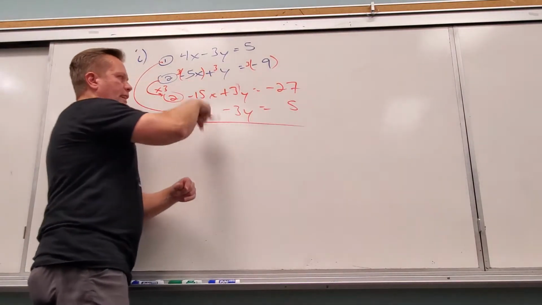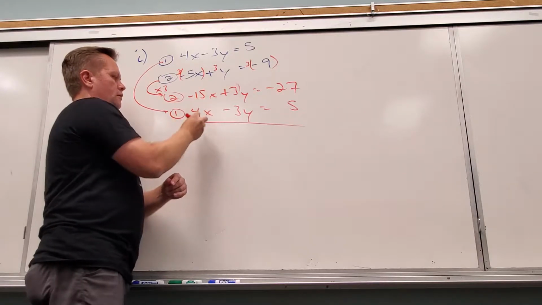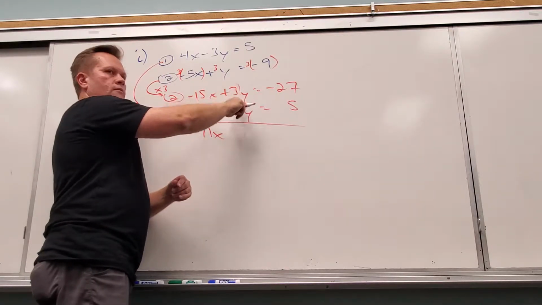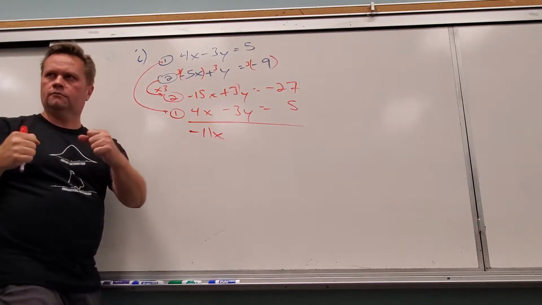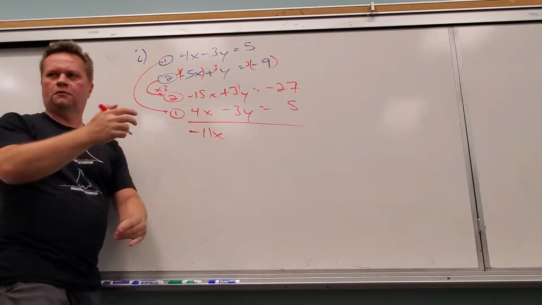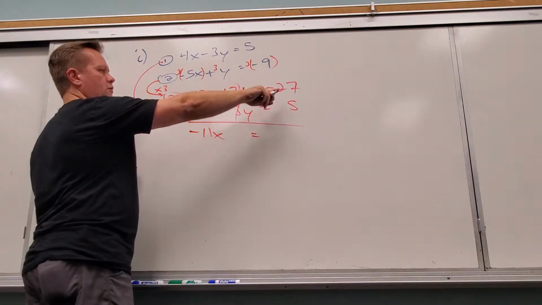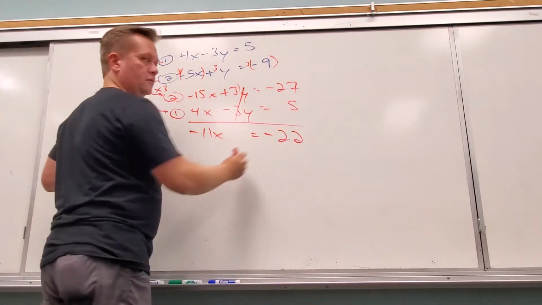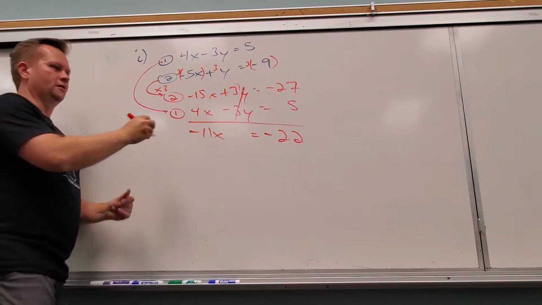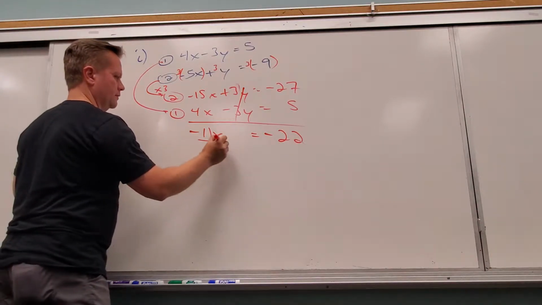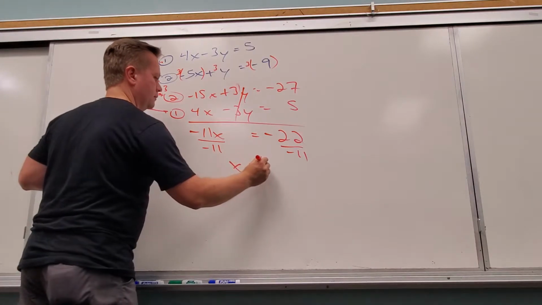All right. So if I add these together, what do you get? Negative 11x. The only way these can cancel is if you add them together. So, add them together. It'd be equal to negative 22. And look, that looks nice. Looks like Jeff made a good one. Because what do I do next? Divide by negative 11. And you get x is 2.